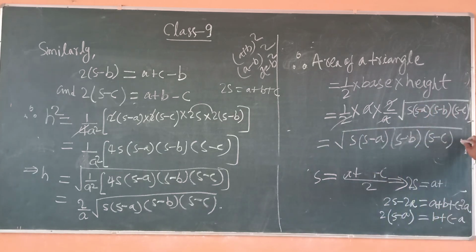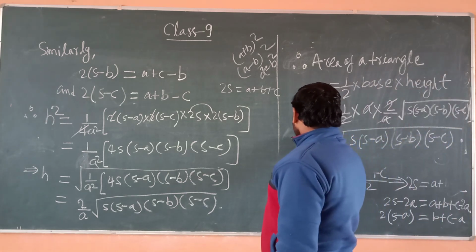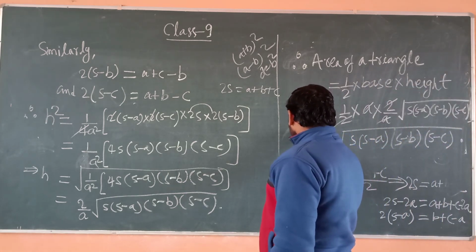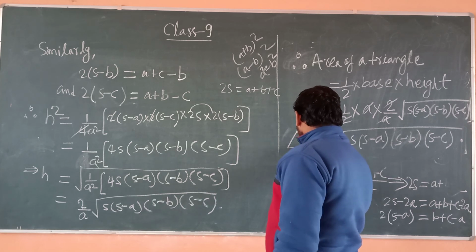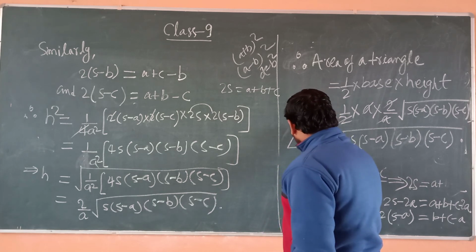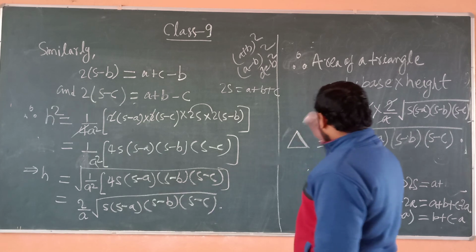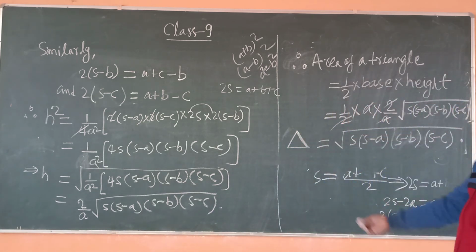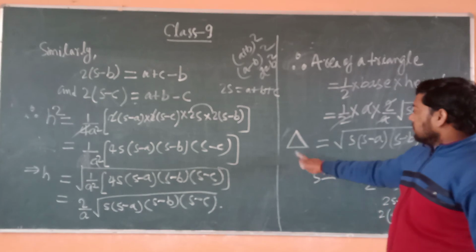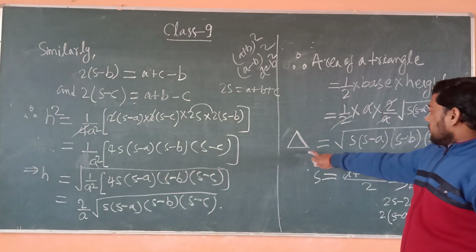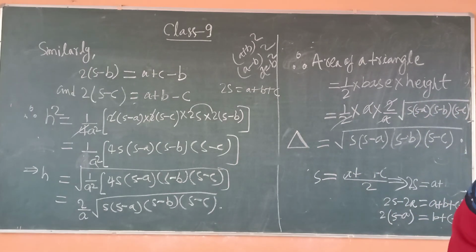This is known as Heron's formula. And in some standard books it is denoted by capital delta, the area of a triangle. This symbol delta is equal to under root s into s minus a into s minus b into s minus c.